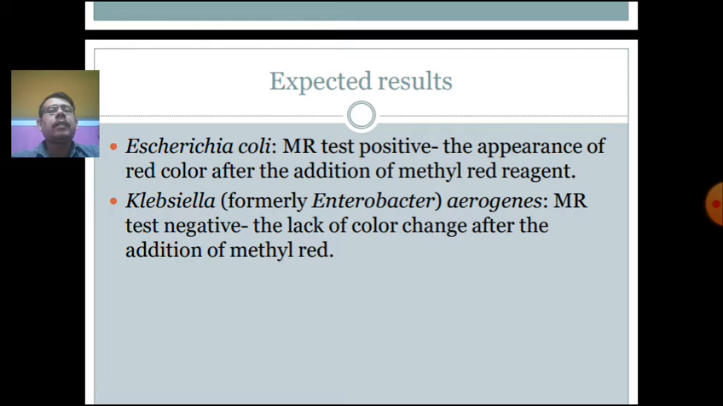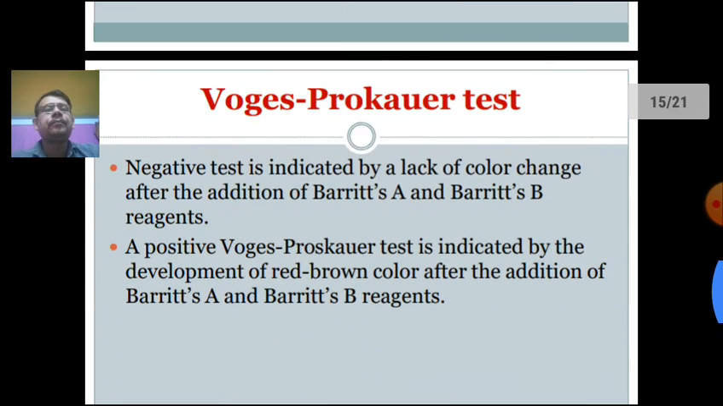Escherichia coli is MR test positive because it ferments glucose, shown by the presence of red color after the addition of methyl red. But Klebsiella, formerly Enterobacter aerogenes, is MR test negative, shown by the lack of color change after the addition of methyl red.